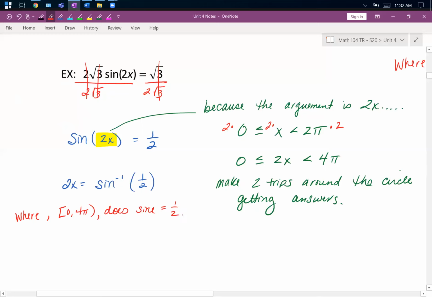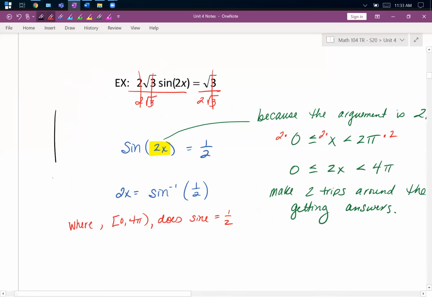Now, of course, I really only just do the first trip around the circle, and then I add 2 pi to each of them to get the coterminal angles for the second trip around the circle. All right, well, let me draw my little unit circle here. Sine is positive 1/2. Sine is positive in quadrants 1 and 2. 1/2 is the short side of our 30, 60, 90 triangle. That's going to be a 30-degree reference angle. And then we got that sister triangle over here, 30-degree reference angle.